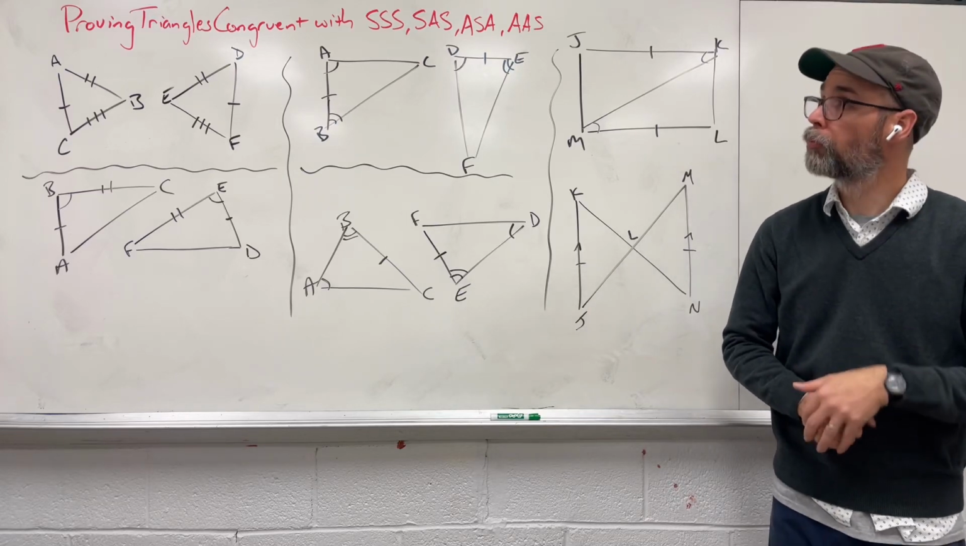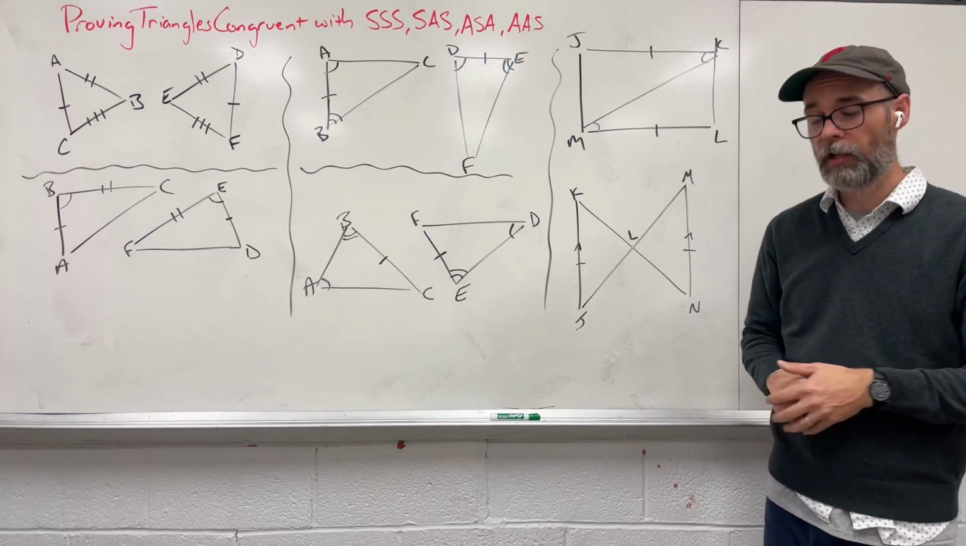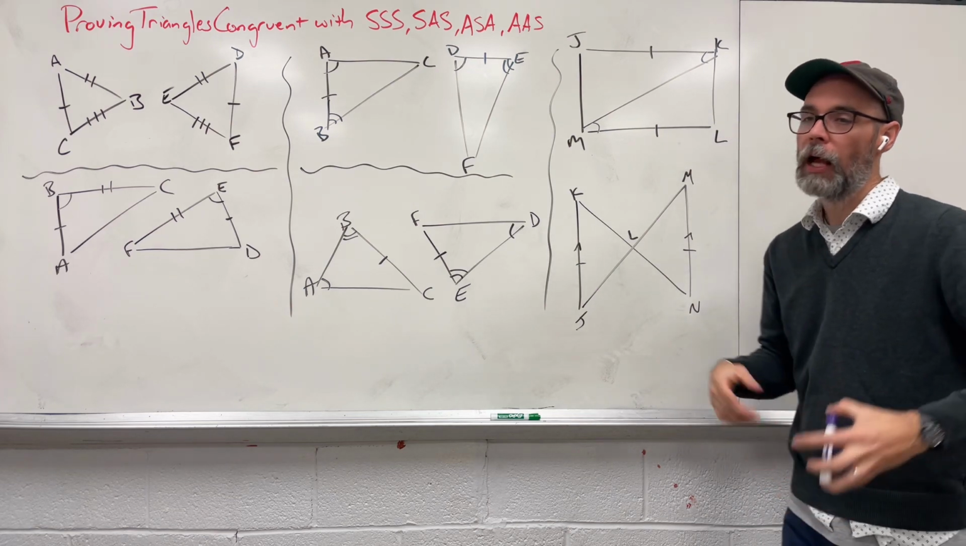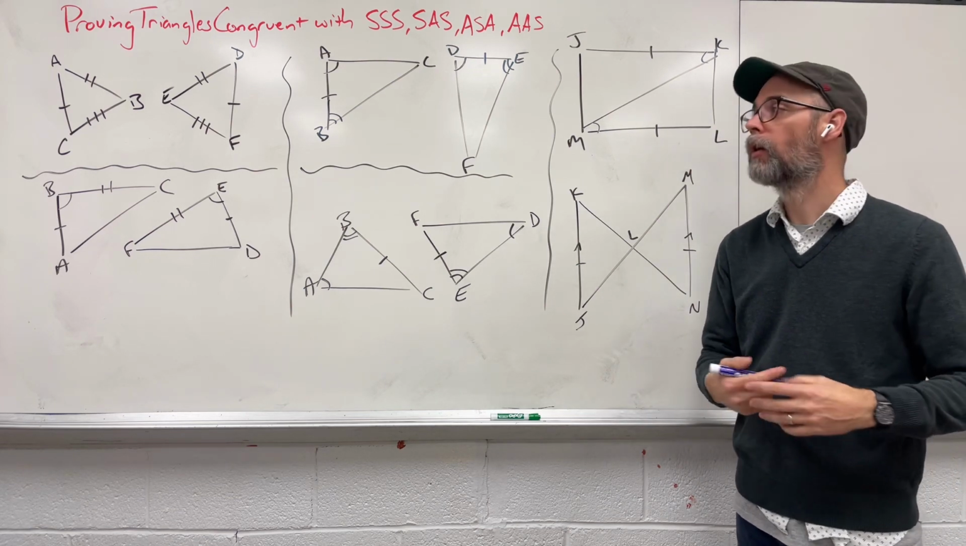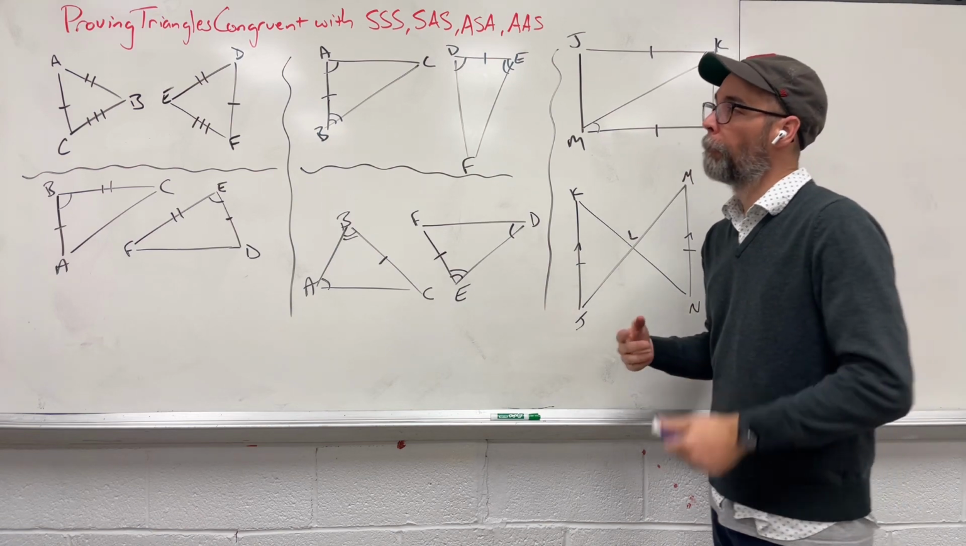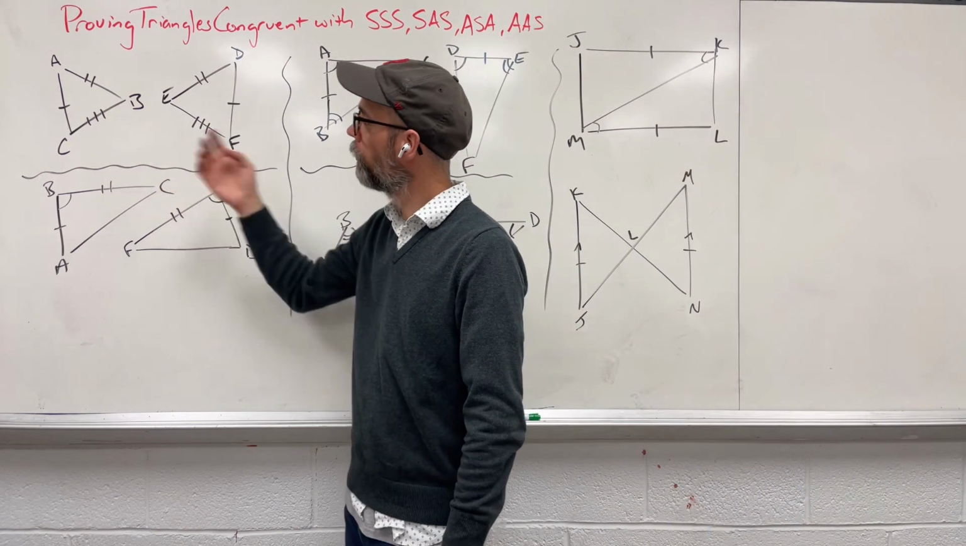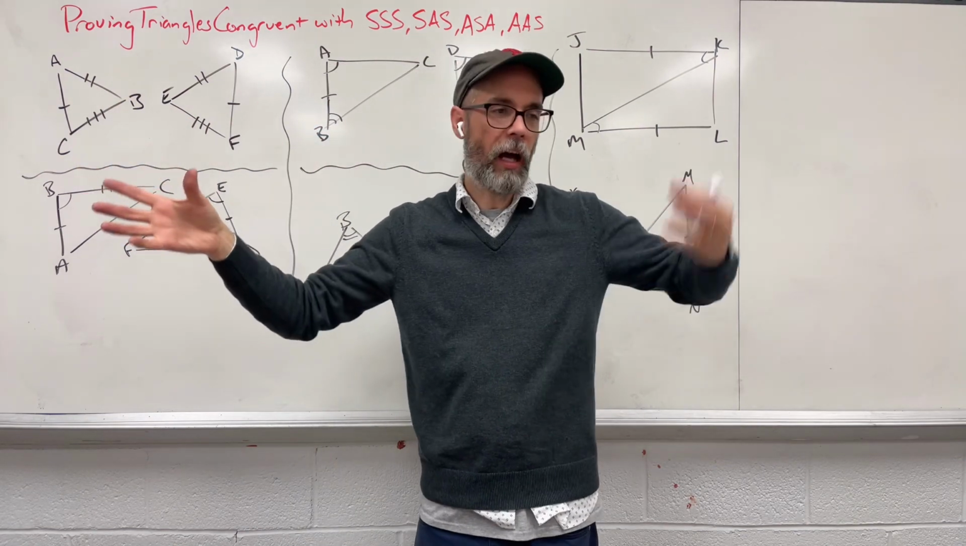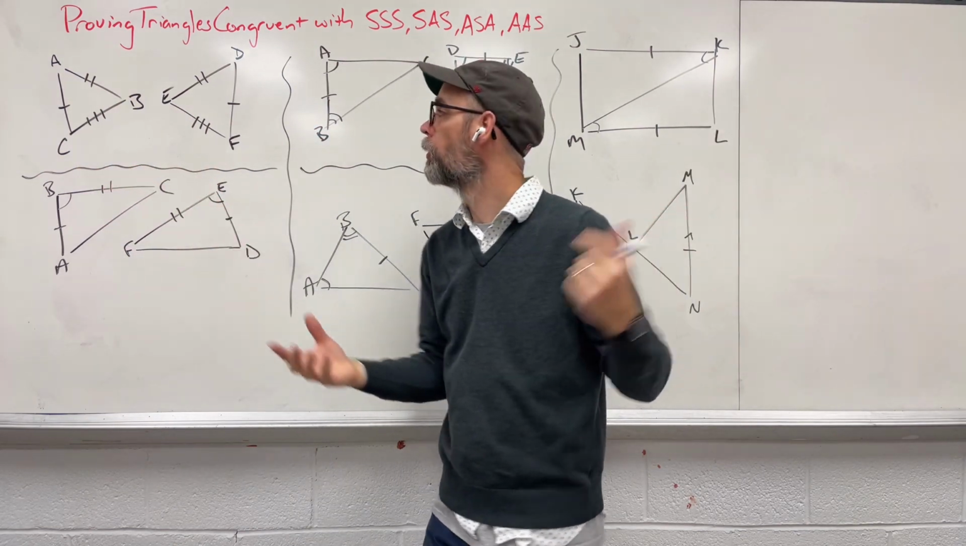Hi, today we're going to prove triangles congruent using side, side, side, side, angle, side, and angle, side, angle. And then we're going to write the congruency statement for them. Okay, so we have two triangles up here. Each little tick mark says that one side is the same as another. They're congruent to each other.